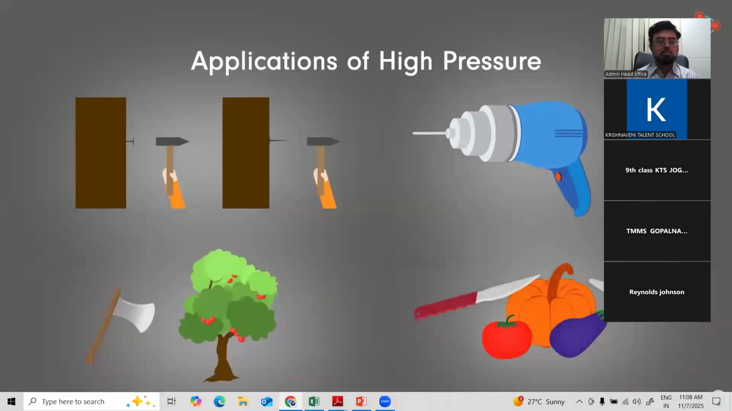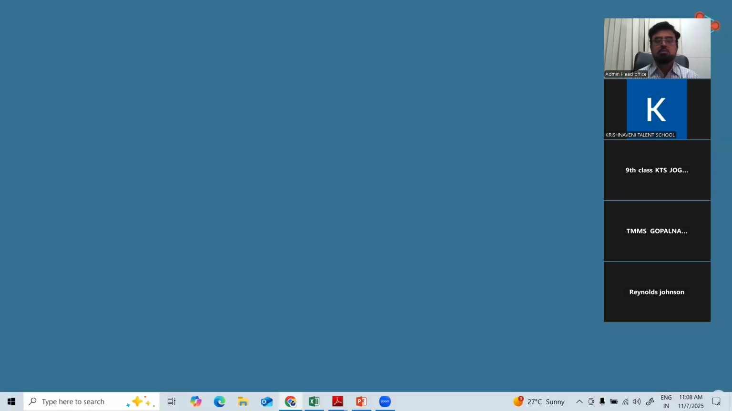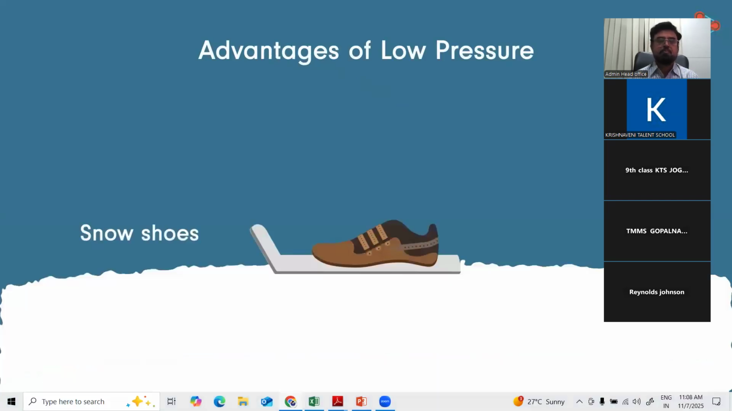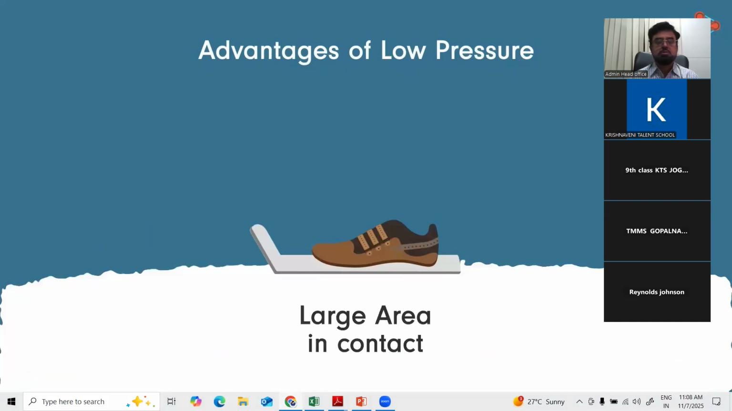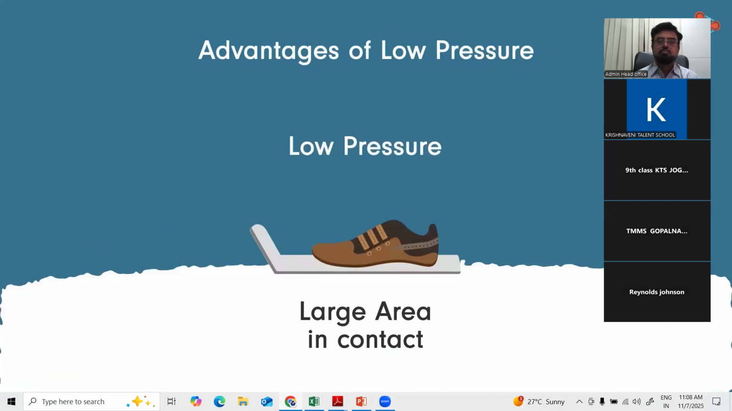But it is not always the case. There are situations where we require low pressure. Let us see some applications or advantages of low pressure. We use snowshoes to walk on snow. The reason for that is simple. Due to the larger area in contact with the snow, snowshoes reduce the pressure on the snow. We are able to walk on it without our feet sinking deep inside.